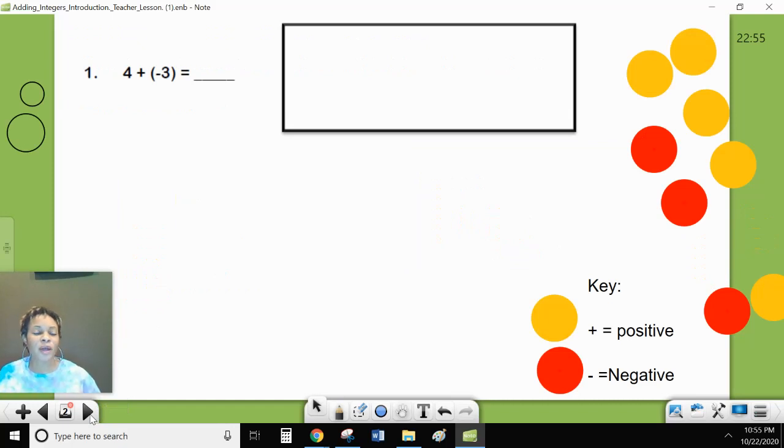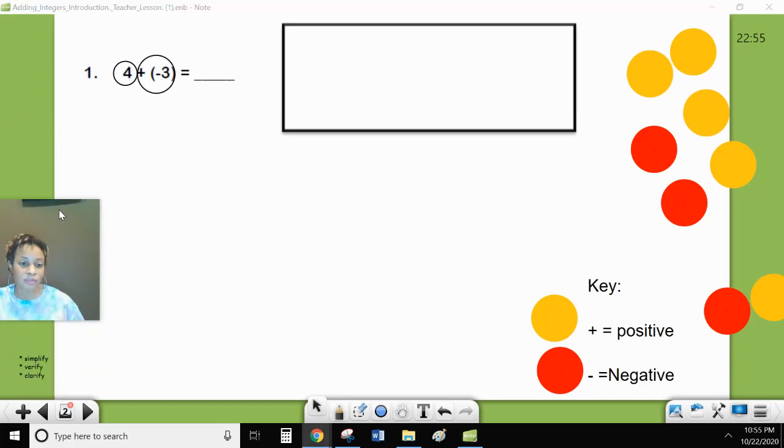So our first problem says 4 plus the combination of the opposite of 3. Remember, anytime we see a negative sign, we call it the opposite of. So the first thing that we want to do is circle the number and any signs in front. So I'm going to circle the 4, and then I'm going to circle the opposite of 3 and that plus sign in front of it. Okay? So you're going to circle everything.